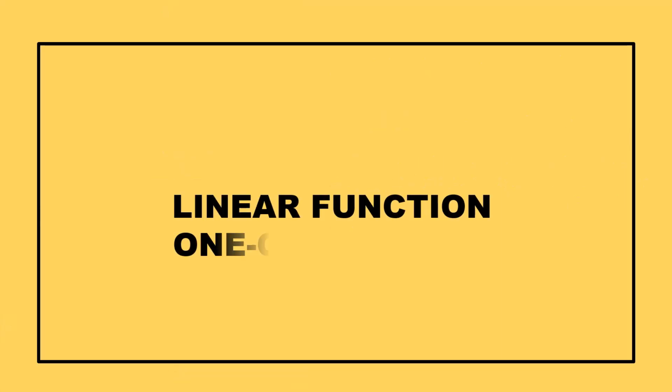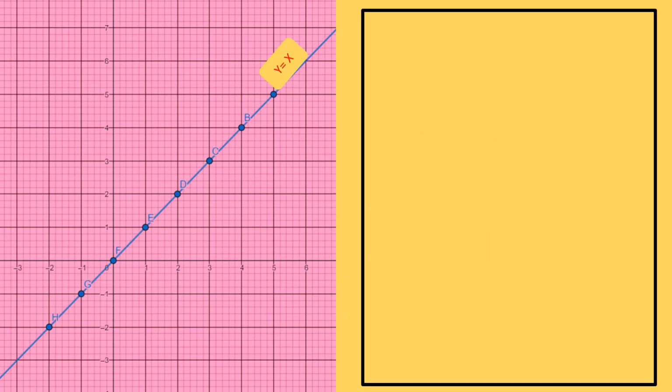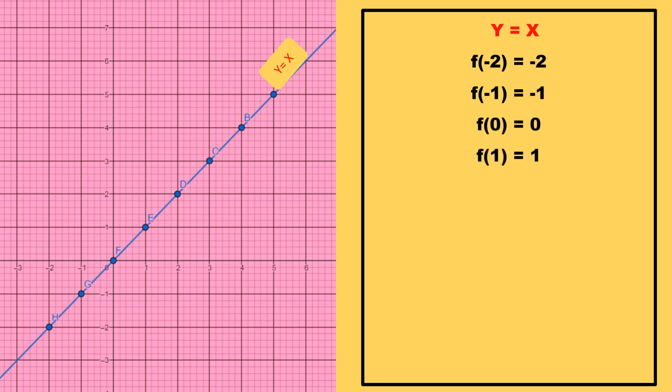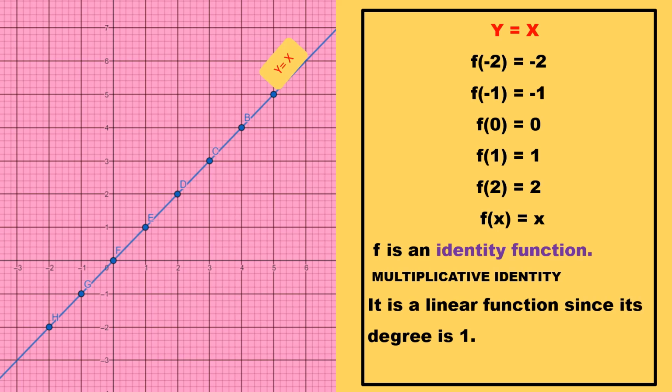Linear function, 1-1 function, identity function: its graph is a straight line. Let's consider the function y is equal to x. f of -2 is equal to -2, f of -1 is equal to -1, f of 0 is equal to 0, f of 1 is equal to 1, f of 2 is equal to 2, f of x is equal to x, which we saw in the previous slide. f is an identity function, so it is a multiplicative identity. It's a linear function since its degree is 1. It is a 1-1 function.